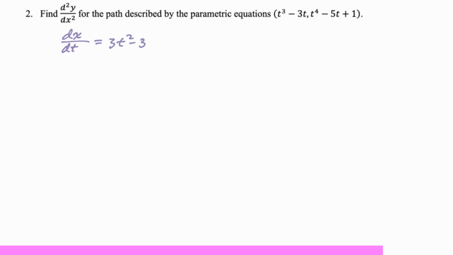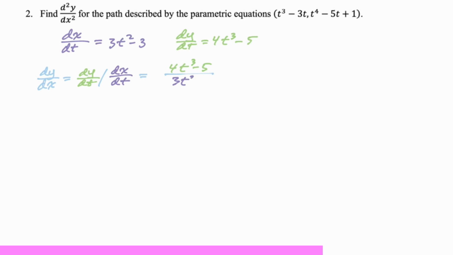dy dt, again, just power rule. It's going to be 4t cubed minus 5. And from here, we just have to know what to do. So first up, we have to find dy dx. So dy dx, parametrics, is dy dt divided by dx dt. Start with that. And then actually do it, right? So this is going to be the thing we got for dy dt divided by the thing we got for dx dt. If you could simplify this, I would recommend doing that. This does not simplify. But if possible, simplify, because it'll just make life a lot easier.